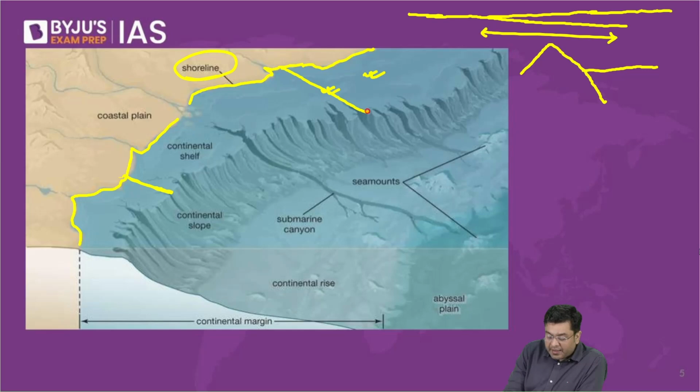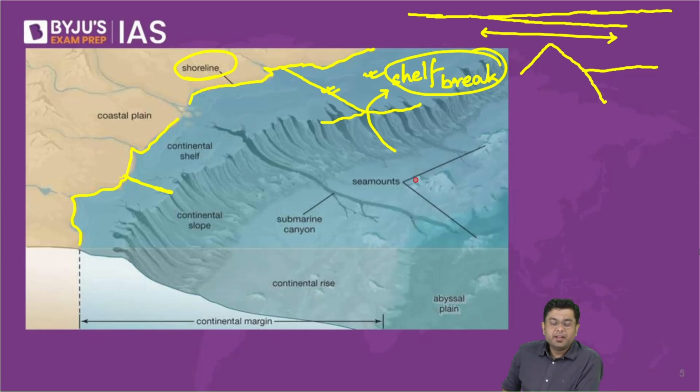Okay. Now, this continental shelf, after extending for a few kilometers, that is 100, 150, or 80 kilometers, somewhere like that, suddenly develops a slope. And that end of the continental shelf is referred to as shelf break. This is referred to as shelf break. Shelf break demarcates the end of the continental shelf.